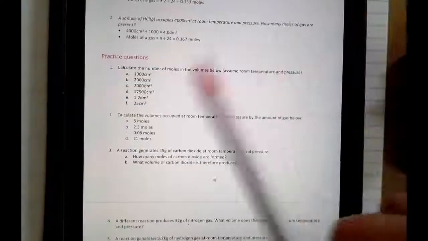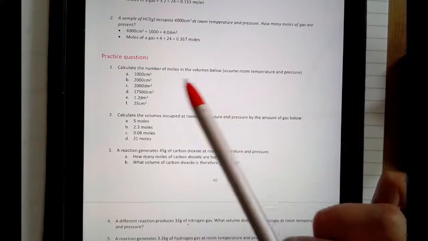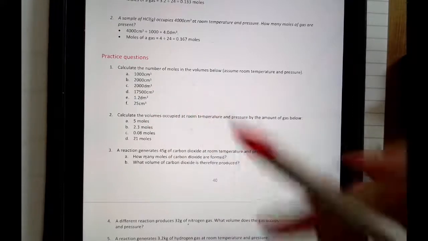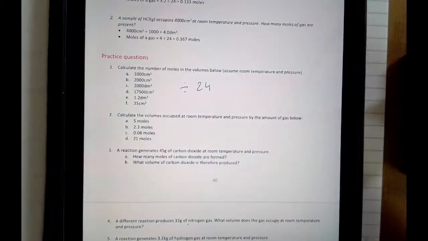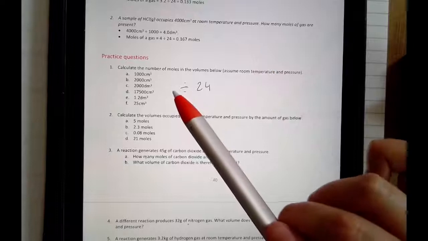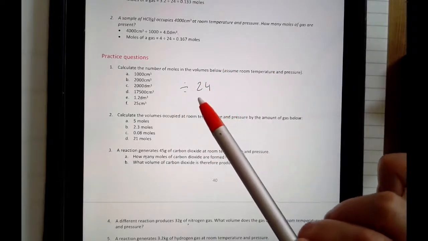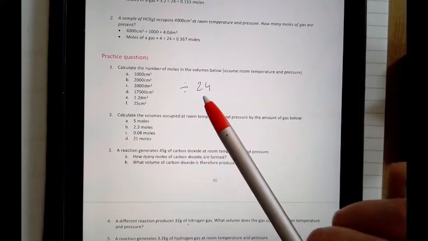So I've got some practice questions for you. When you are calculating the number of moles from the volumes below, change all of your volumes into decimeters cubed, and then you're just dividing by 24 every single time. All gases take up 24 decimeters cubed at room temperature. So you're always dividing by 24 regardless of the gas.